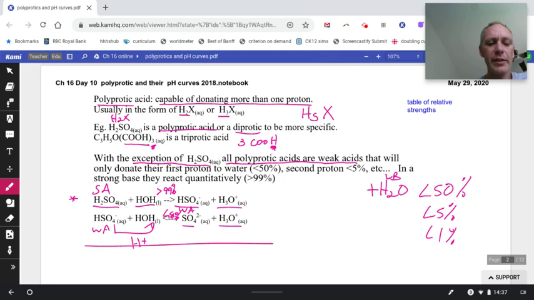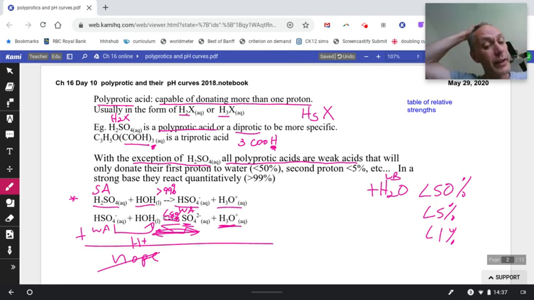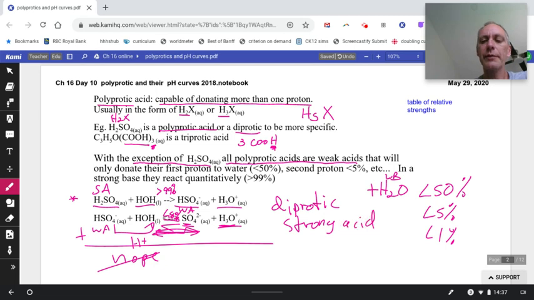So can we add these up? Nope, we cannot, because this second one is stuck in equilibrium. It's going back and forth, back and forth. So we never know the exact final amount of sulfate ions and hydronium ions. So that's how you would show sulfuric acid as a diprotic strong acid. So that's an unusual one.